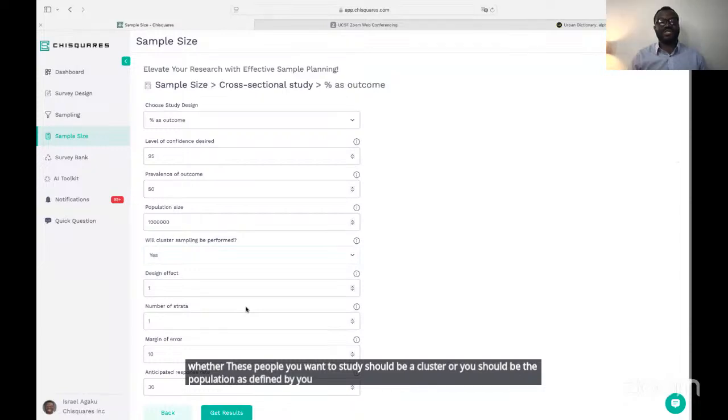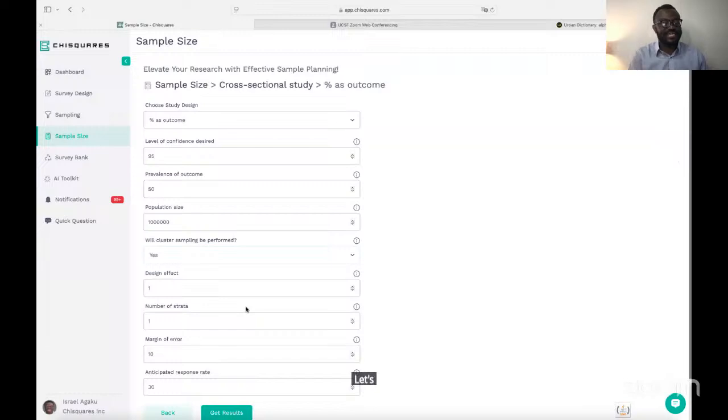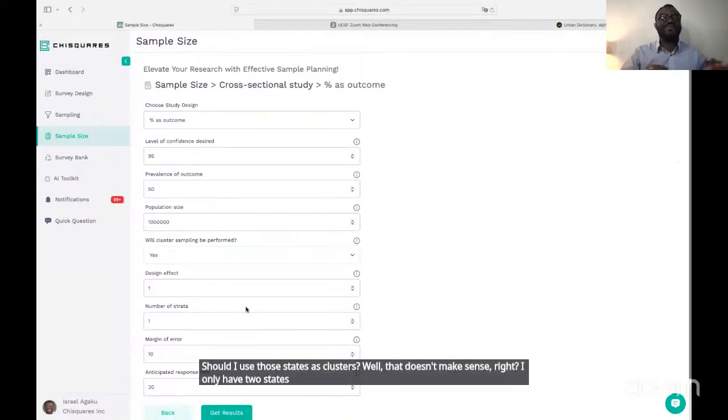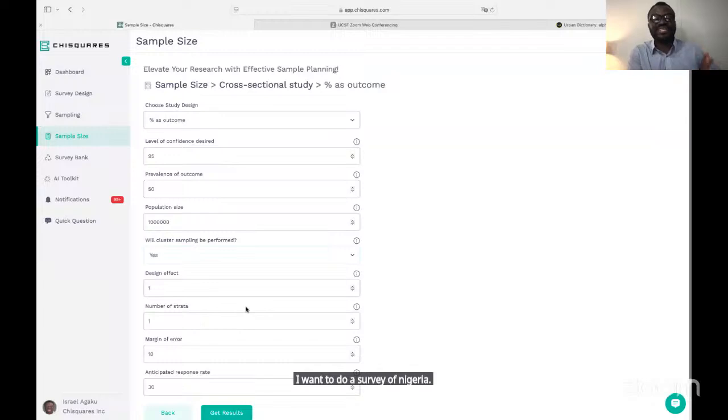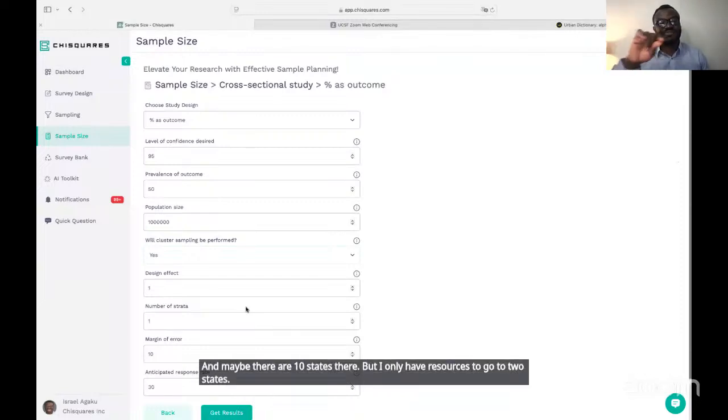Let's say I want to do a survey in 2 states, state 1 and state 2. The question is, should I use those states as clusters? Well, that doesn't make sense, right? I only have 2 states. Or let's use Nigeria, for example. I want to do a survey of Western Nigeria, and maybe there are 10 states there, but I only have resources to go to 2 states. So I want to randomly select 2 states.